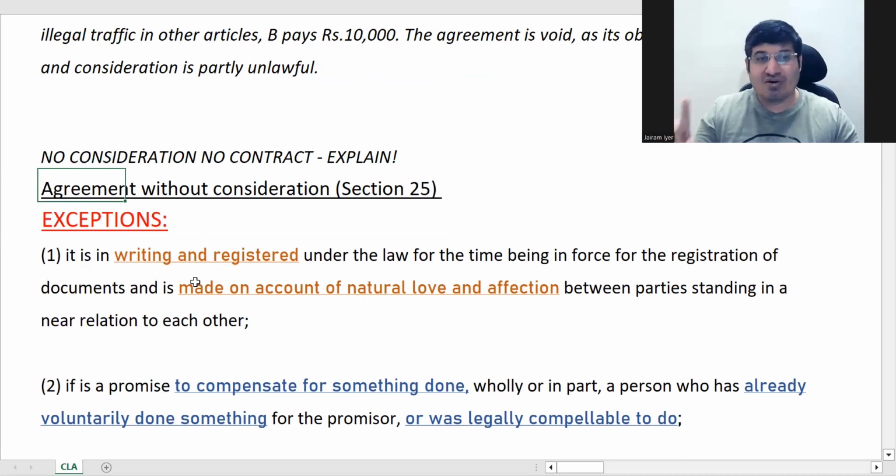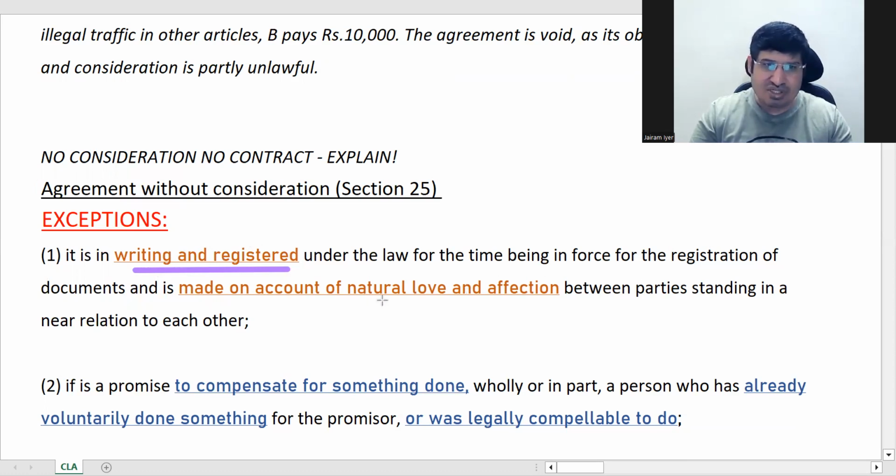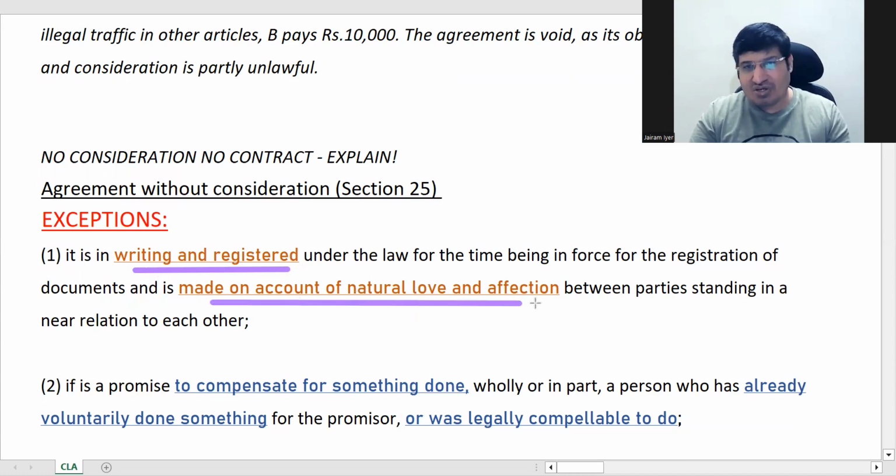But it will be treated as a contract if it is in writing and is registered. Writing and registered, just see the colored part. Even if you just read it once it is fine, but later on you can go through the colored parts in your notes. It will make full sense to you. So it is in writing and registered and made on account of natural love and affection. In that case it is a contract.